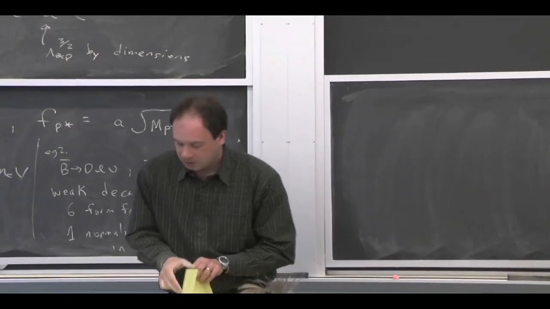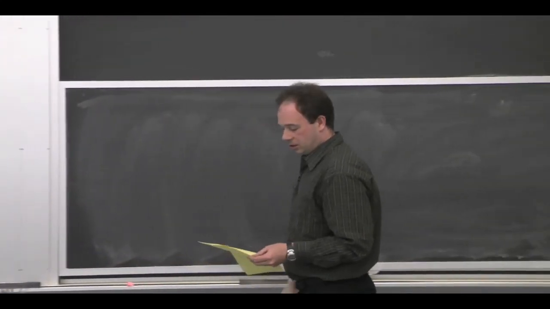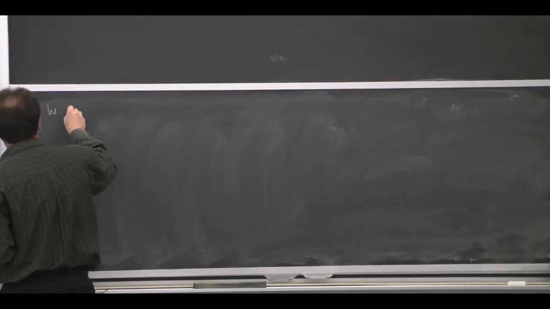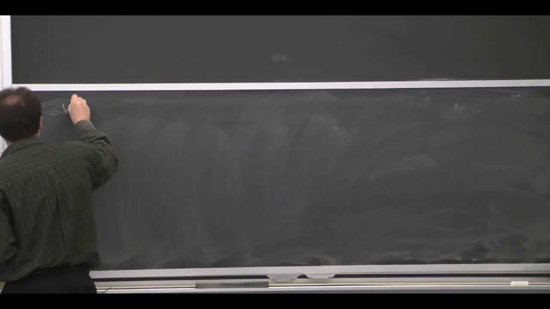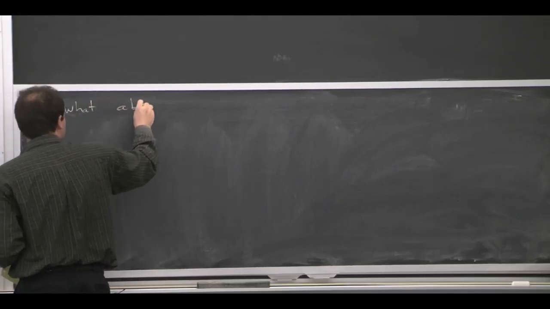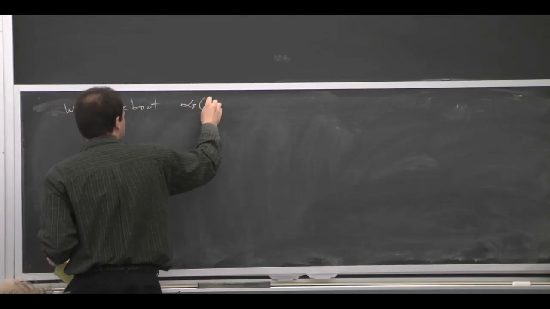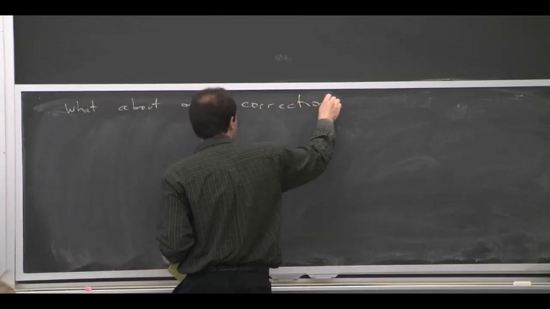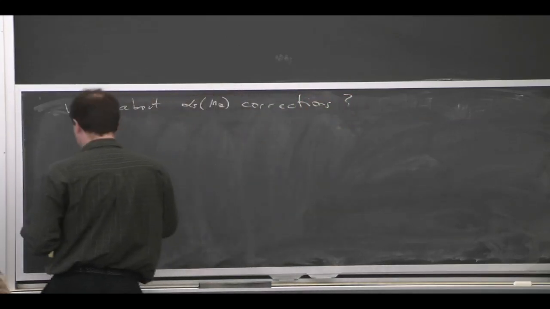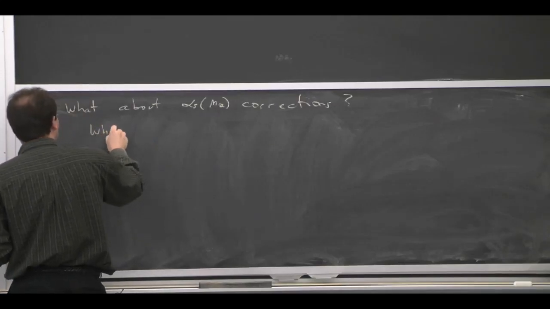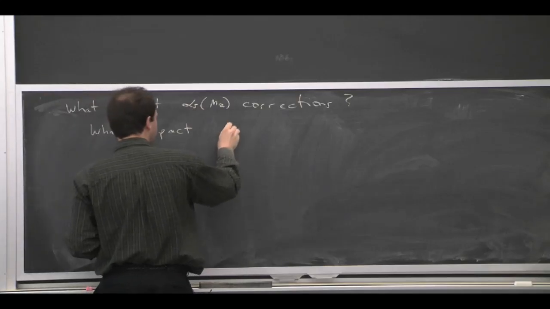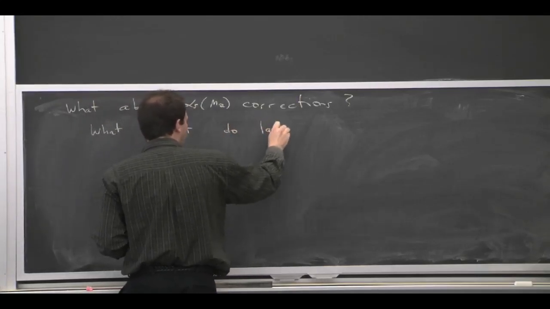OK. So I want to just, in the remaining few minutes, get started on something else that I'd like to talk about, which is related to the question that we left aside, and that is, what about alpha S corrections? And there's a couple of things here that are interesting. But basically, it boils down to, we've already seen how to do matching and renormalization group evolution. But now we have these extra labels.